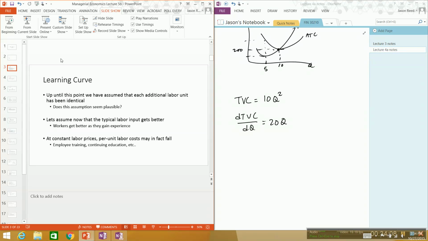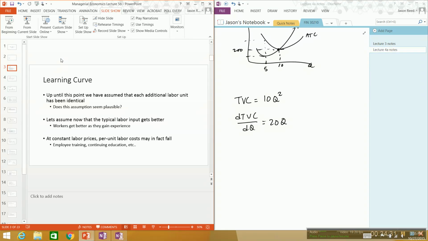So up to this point, we've assumed that each additional labor unit has been identical. That assumption doesn't seem to hold in the real world, though. Think about a job that you've had where you started on the very first day. It's almost surely you were better on the last day of your work than you were on the first day of your work, but nothing changed. You were the same labor unit. So how do we account for something like that?